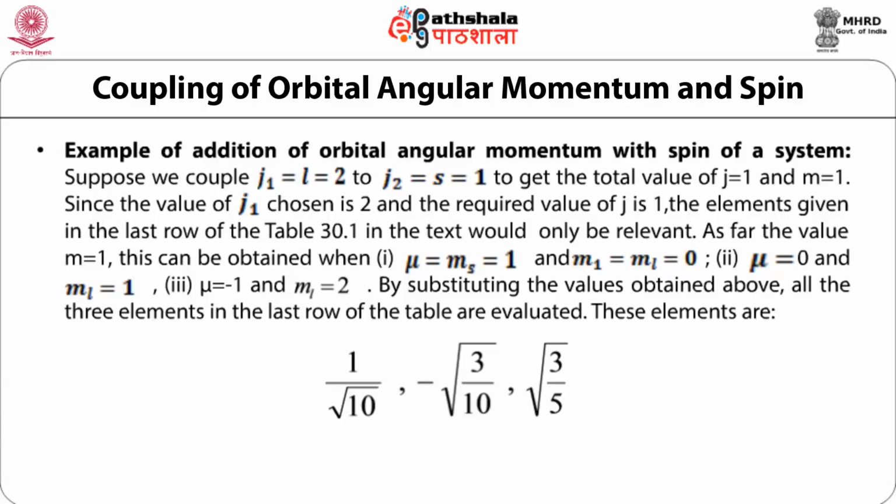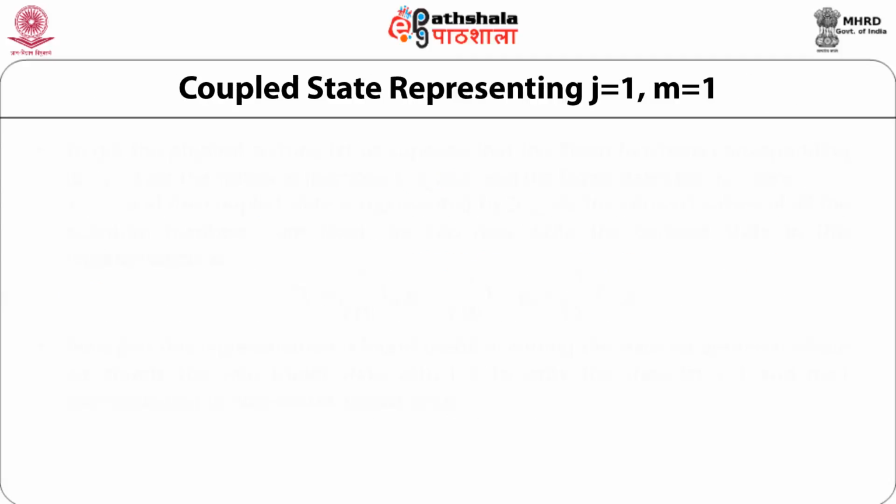And by substituting these values in the relations that I have just mentioned above, all the three elements of the Clebsch-Gordan coefficient corresponding to these three values of mu, that is mu equal to 1, mu equal to 0 and mu equal to -1, we get the corresponding elements as 1 upon root 10, then minus root 3 by 10 and then root 3 by 5. Coupled state representing J equal to 1, M equal to 1.